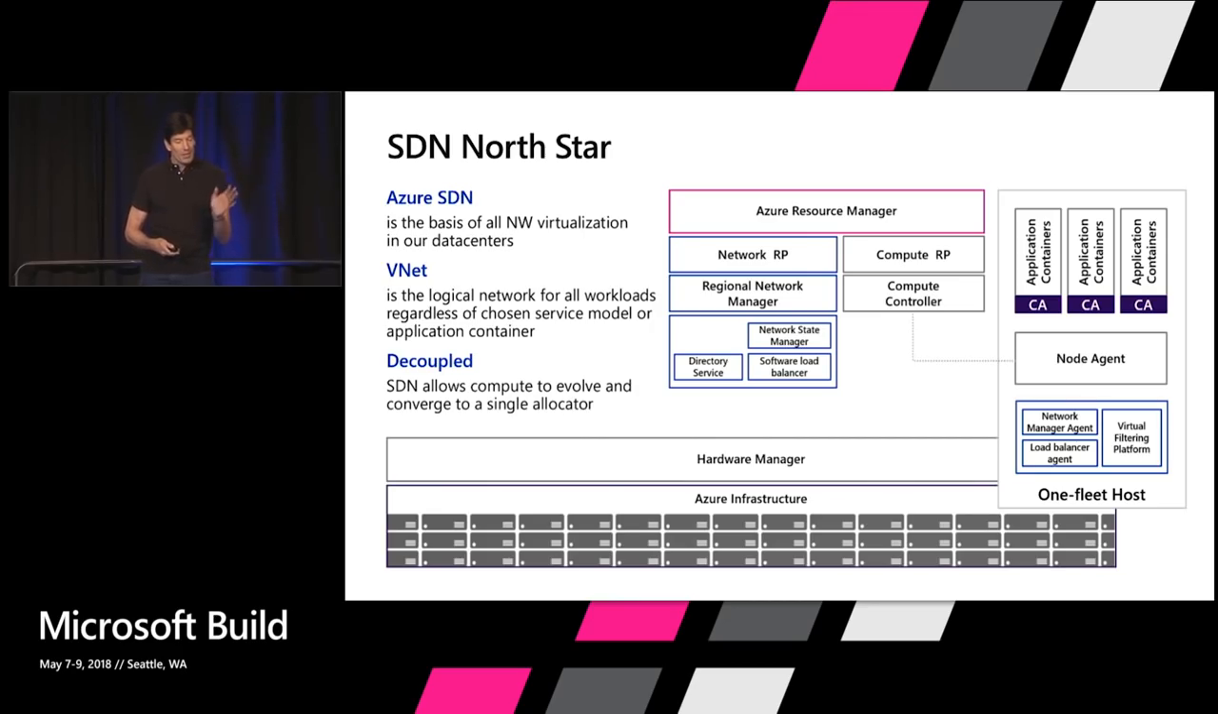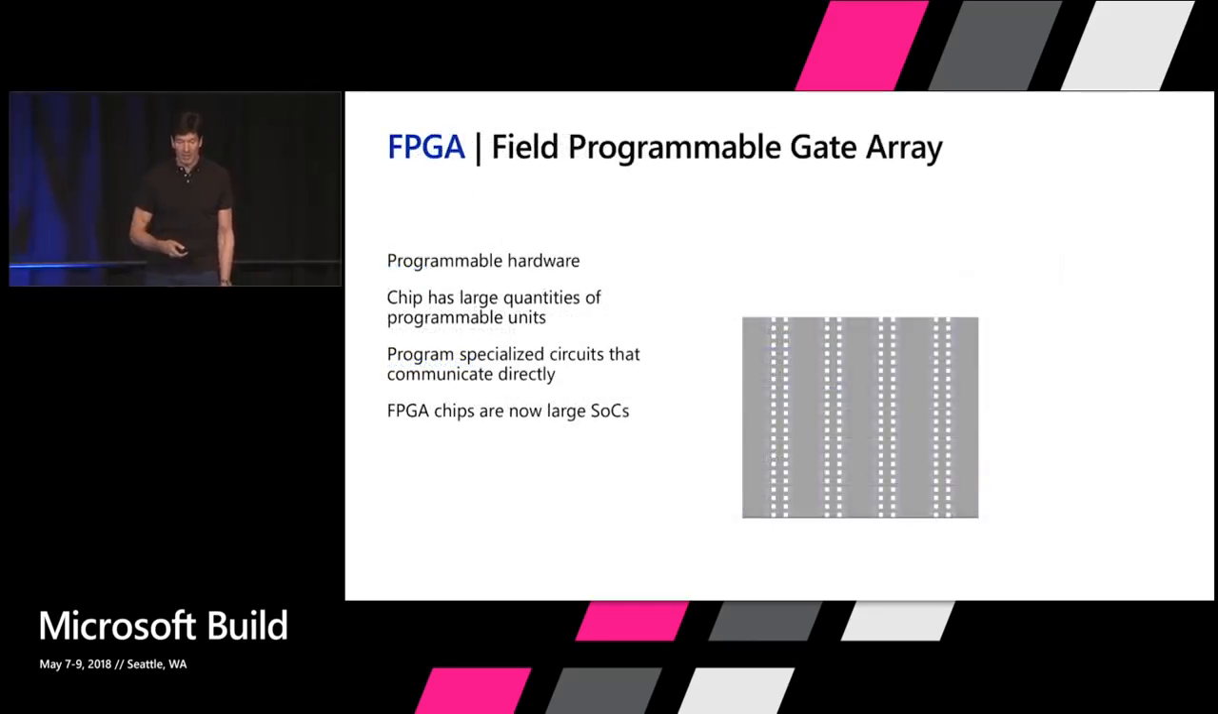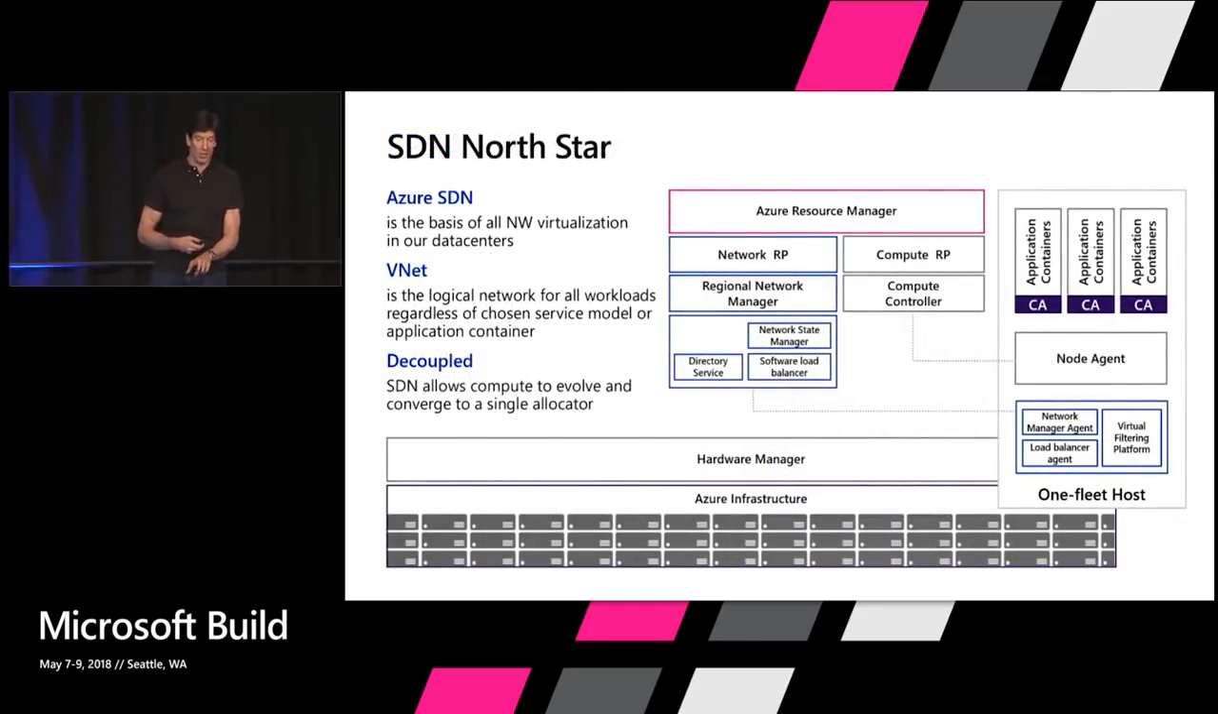So that dance happens with the compute resource provider talking to its own agent on the server, the network resource provider then taking commands and sending them down to its agents on the server to program the virtual filtering platform, the switch there you see on the lower right. That is that switch that I was talking about earlier. That bottom layer of those physical appliances now distributed into those servers.